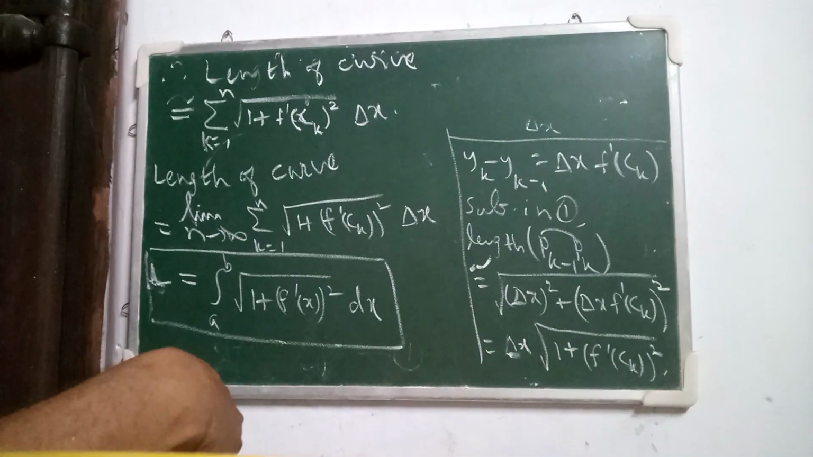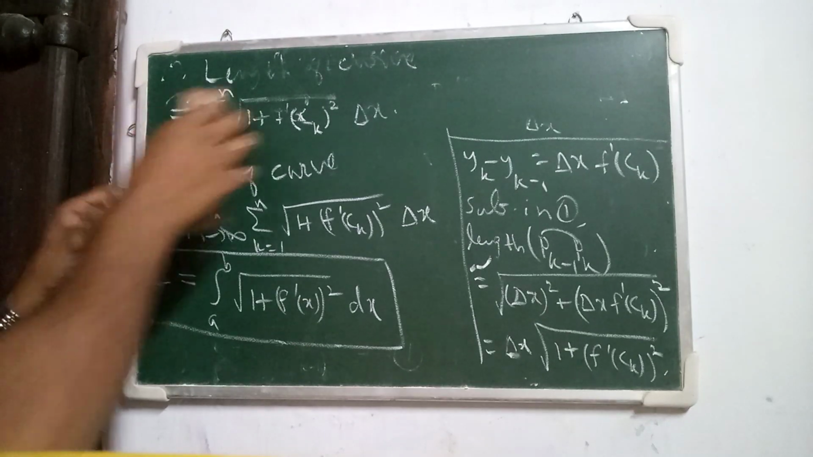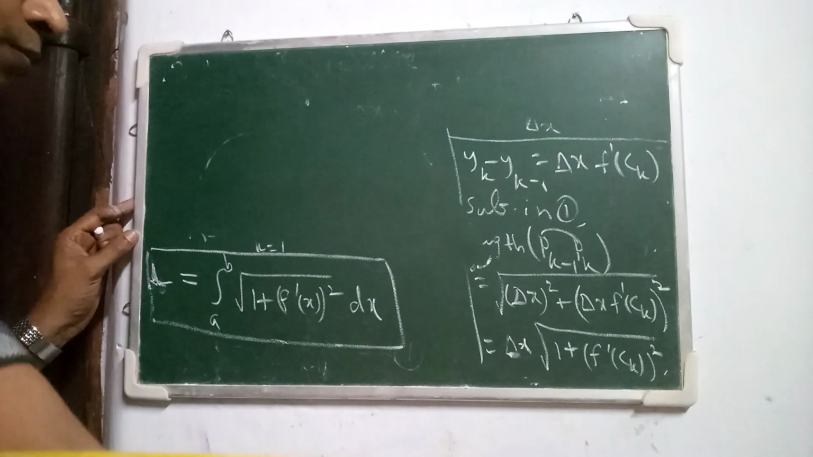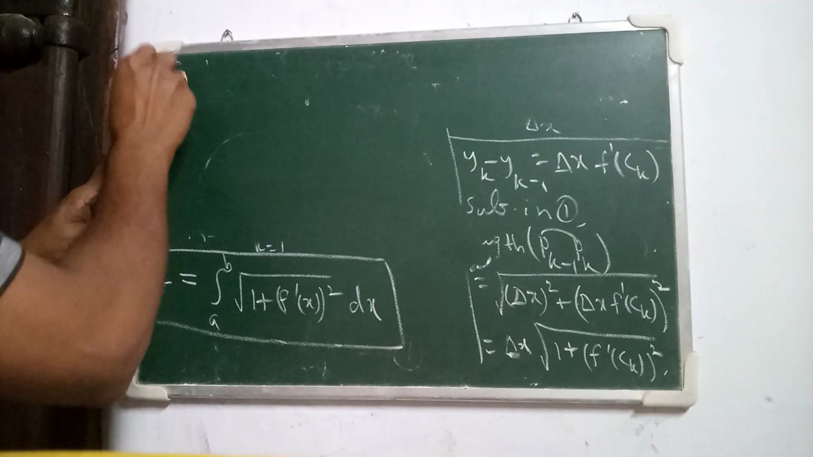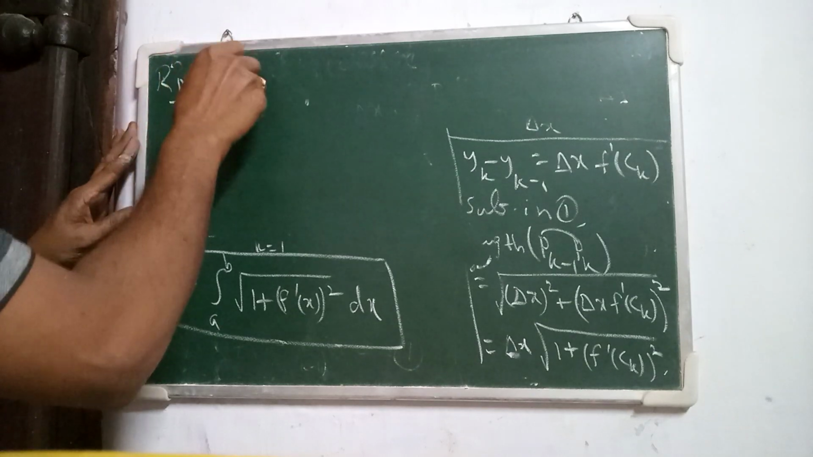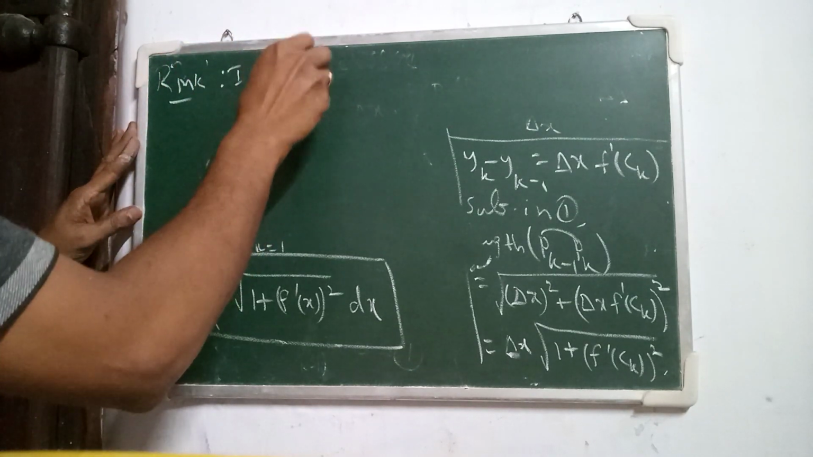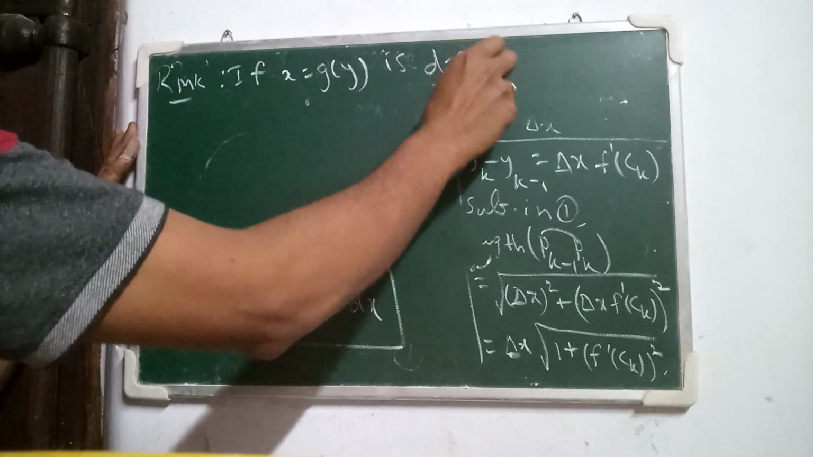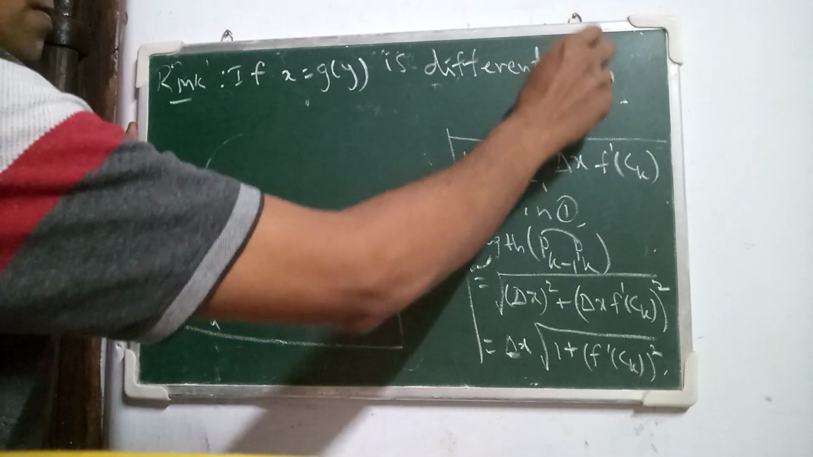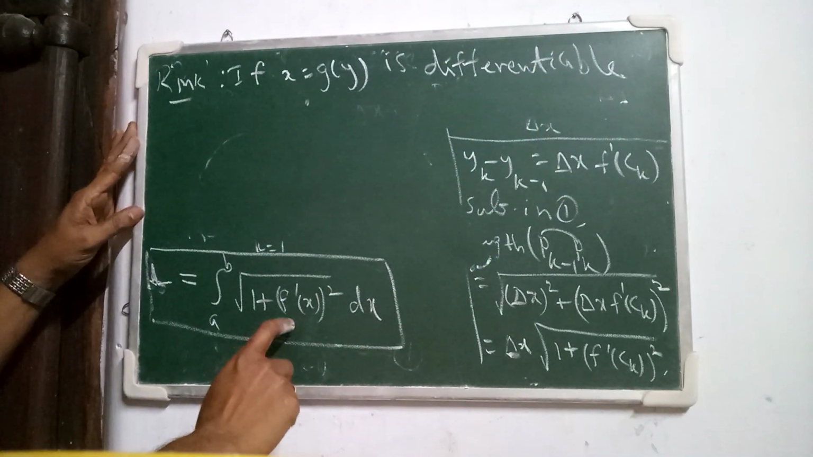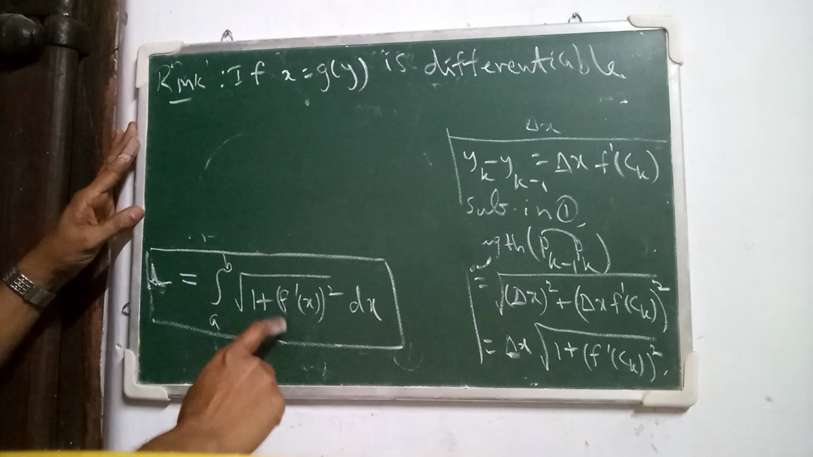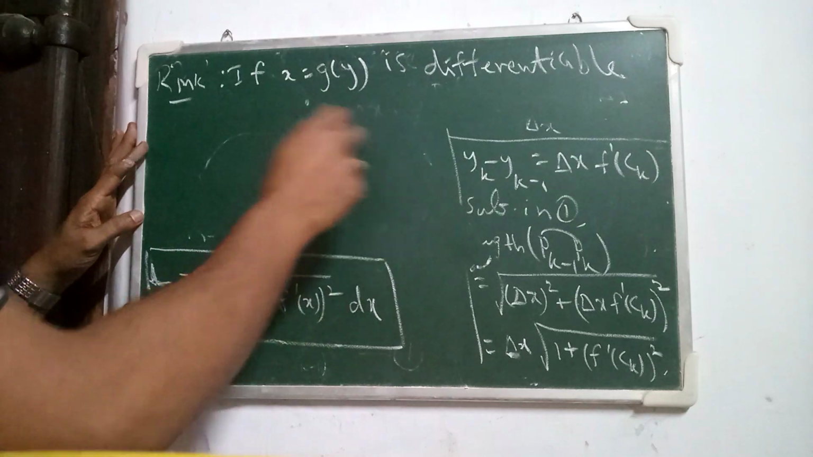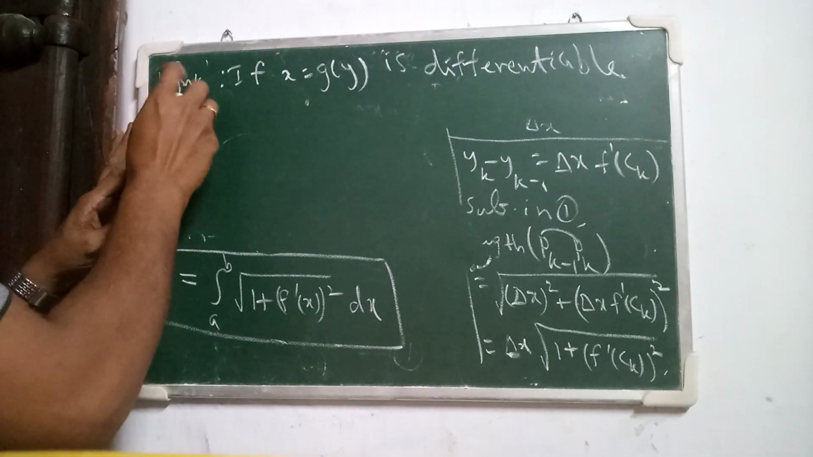I will make a remark. With that, we can start solving one or two problems. So, remark, if x equal to g of y is differentiable with a continuous derivative. Here also in this case f is differentiable with a continuous derivative f dash, that is also assumed. I think I forgot to mention it.